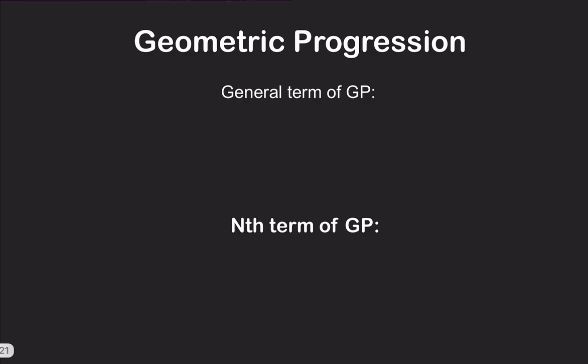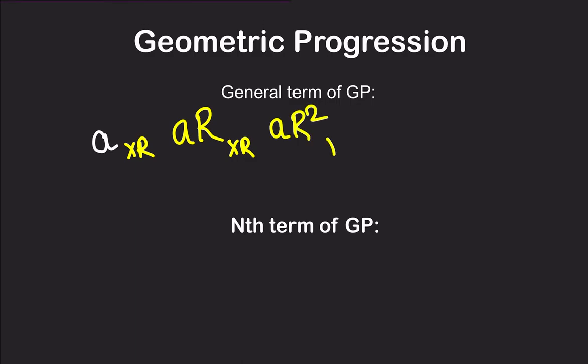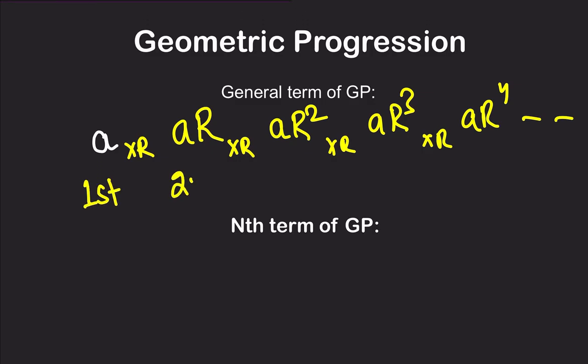Moving on. How to write the general term of the series? The first term of the series is always a. To get the next term, you multiply the last number by r. So a into r is ar. Now multiply the last number again by r. ar multiplied by r is ar square. Next, again multiplied by r, ar cube. Multiply by r, ar 4, and so on. So the first term of the series is a, the second term is ar, the third term is ar square, the fourth term is ar cube, and the fifth term is ar 4.